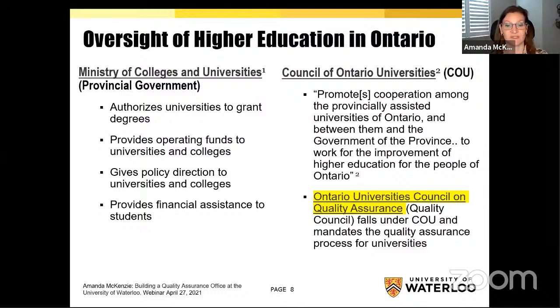This body, you'll see in a highlight there in yellow on your screen, is the Ontario Universities Council on Quality Assurance. We call them the Quality Council for short, because that's a mouthful. The Quality Council is under the Council of Ontario Universities, and they're like NACA to us. They control all the quality assurance information and processes that all our institutions, universities that is, in Ontario have to follow.